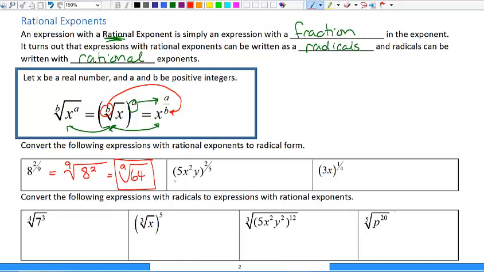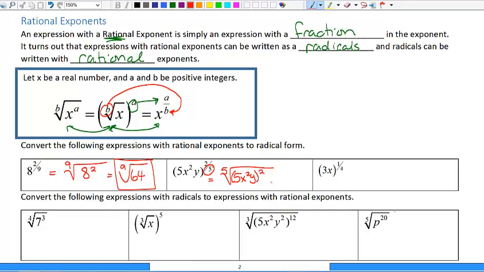On our next problem, we have a polynomial 5x squared y, all raised to the rational exponent 2/5. So if I'm trying to rewrite this as a radical, first thing I want to do is make a big old radical symbol. Then the index needs to be the denominator, so this 5 is going to go in the index. In the radicand, I'm going to leave my parentheses, my base is over here, and all of this is still raised to the second power.